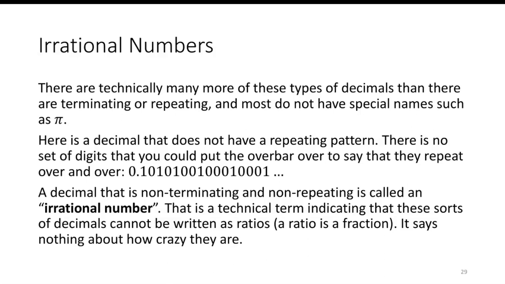A decimal that is non-terminating and non-repeating is called an irrational number. That is a technical term indicating that these sorts of numbers cannot be written as ratios. So ratio is another word for fraction. It says nothing about how crazy they are.